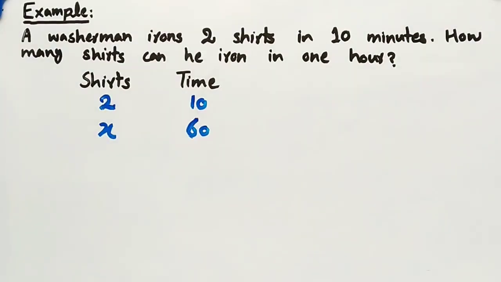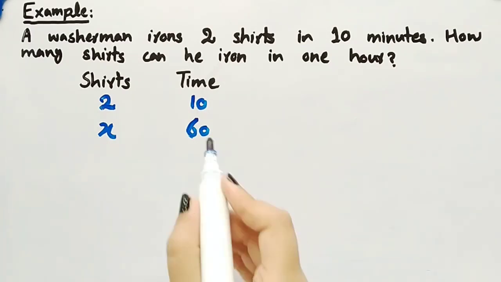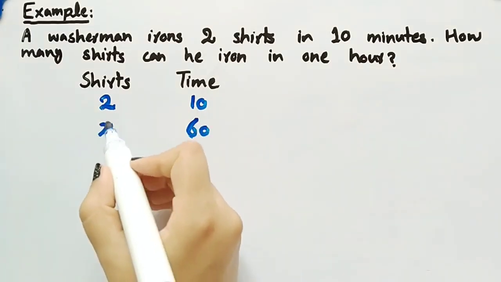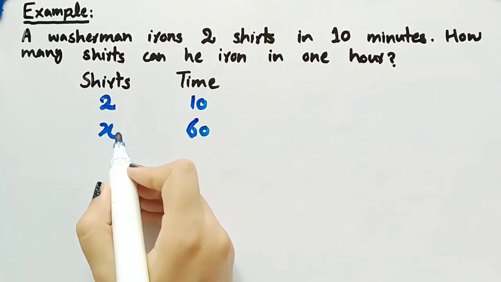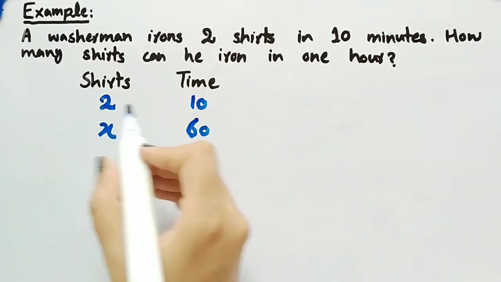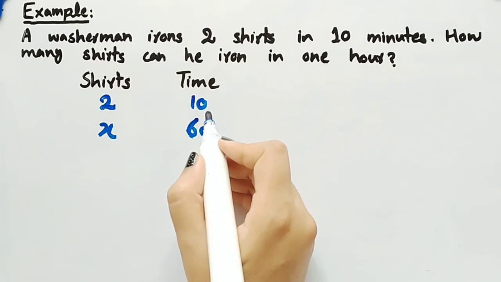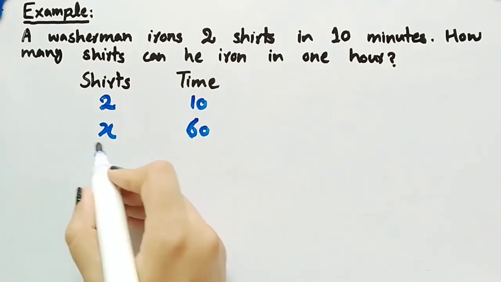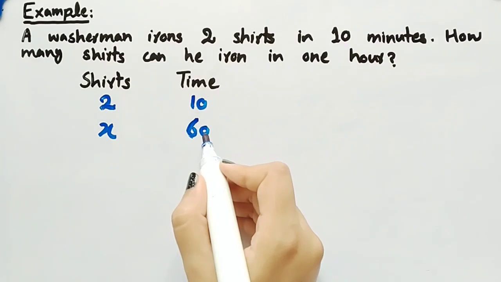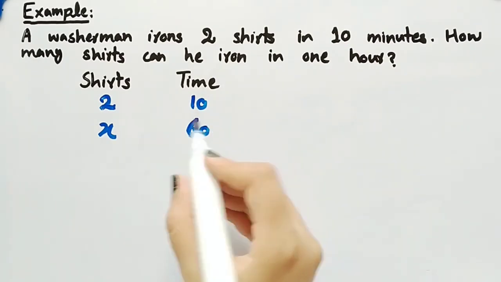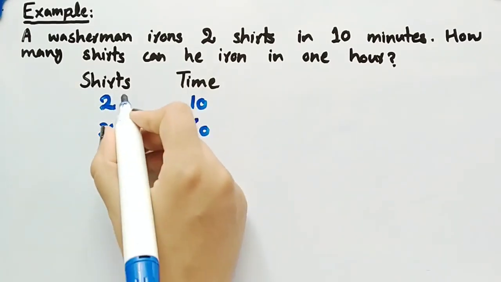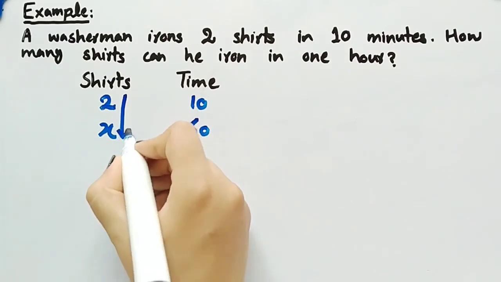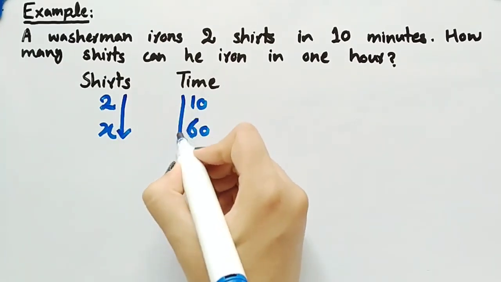Here we can clearly observe that by increasing time, the number of shirts that the washerman irons is also increasing. If the washerman irons 2 shirts in 10 minutes, then he will definitely iron more shirts in 60 minutes. So we can say that time is directly proportional to the quantity, that is the number of shirts, and we use this downward arrow to represent the direct proportion.